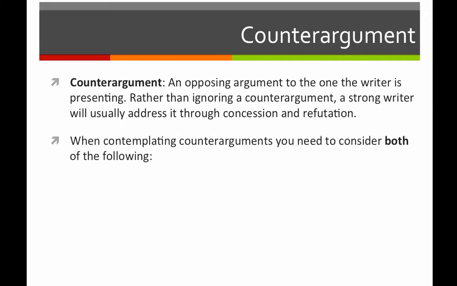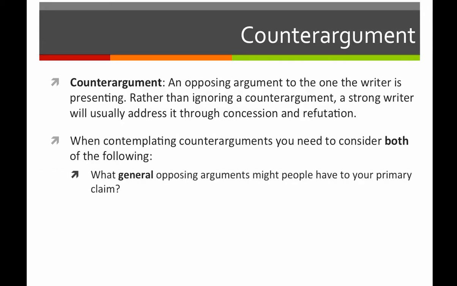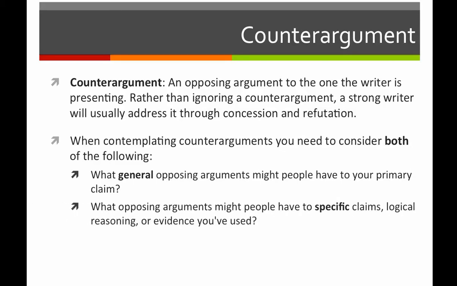When contemplating counterarguments, you need to consider both of the following. First, what general opposing arguments might people have to your primary claim? In other words, you want to think about your position on your topic, and you want to think about the opposite side of that position, or the other possible positions somebody might take. What is their position? You want to think generally. Then you need to think specifically.